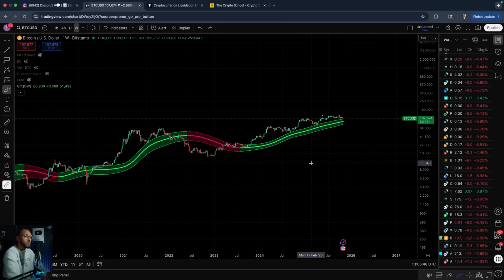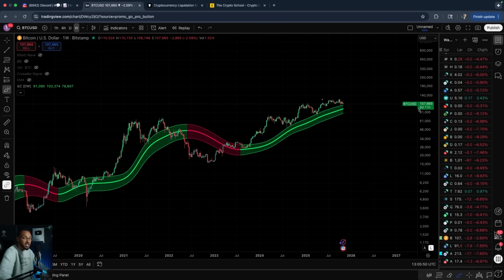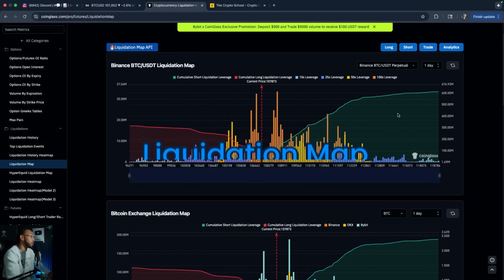And so this is one of the easiest ways where you can actually practice buying in the fear and selling in the greed by using the Gaussian channel to get an idea of how the general sentiment of the market is. And now the very last thing that we're going to go over today is called liquidations.